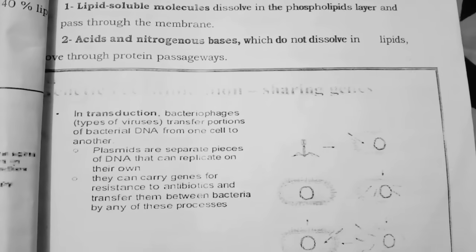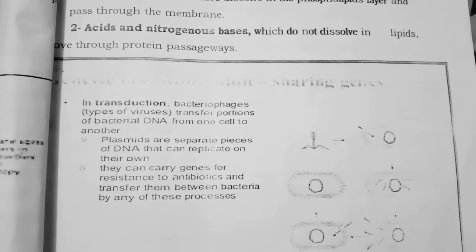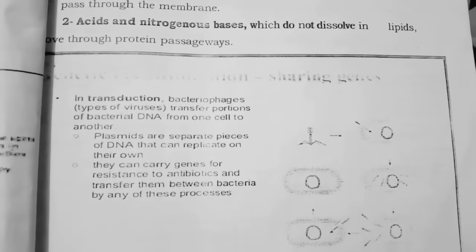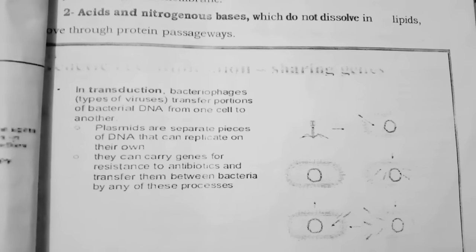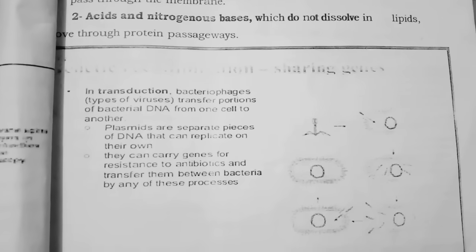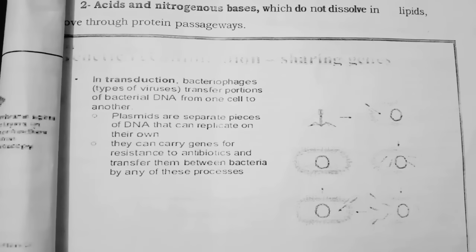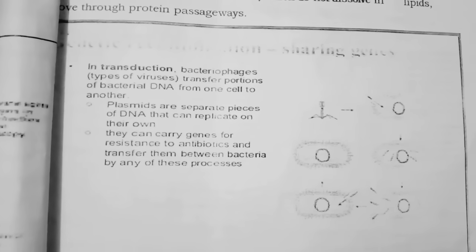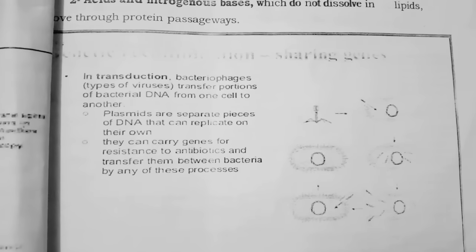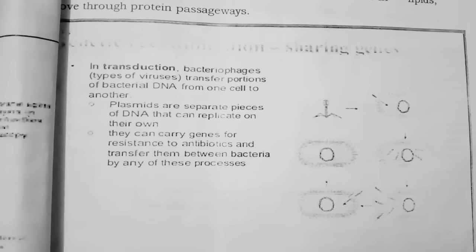See this: in transduction, a bacteriophage, a type of virus, transfers a portion of bacterial DNA from one cell to another. Plasmids are separate pieces of DNA that can replicate on their own. They can carry genes for resistance to antibiotics and transfer them between bacteria by any of these processes.